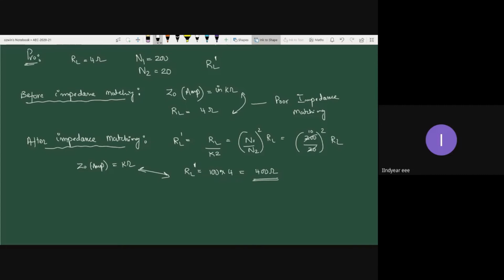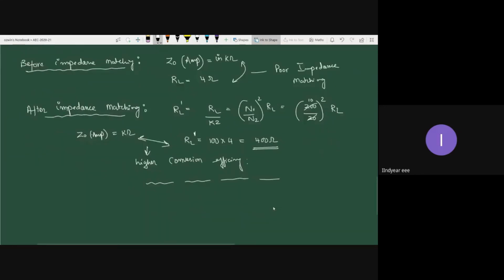So due to this improved impedance matching, you will find higher conversion efficiency. In the sense, due to the better impedance matching, you can expect that the source will be in a position to deliver more power to the load. Okay, so let us analyze this with the help of the circuit analysis.